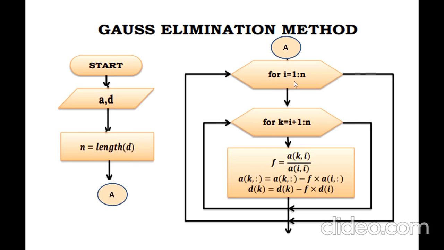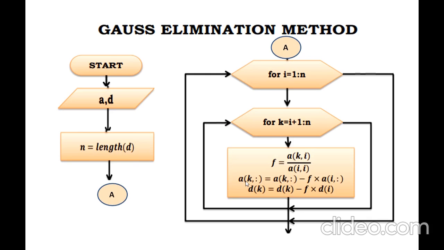So for the first case, let us take an example. For the first case I is equal to 1 and K is equal to 2, because K starts from I plus 1, so K runs from 2 to n. So the value of I is 1, the value of K is 2. Now put the respective values here. We get the multiplication factor as A21 upon A11.